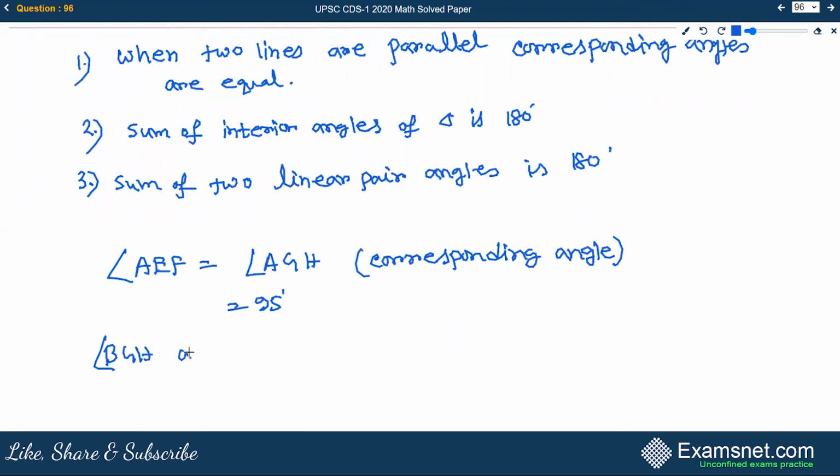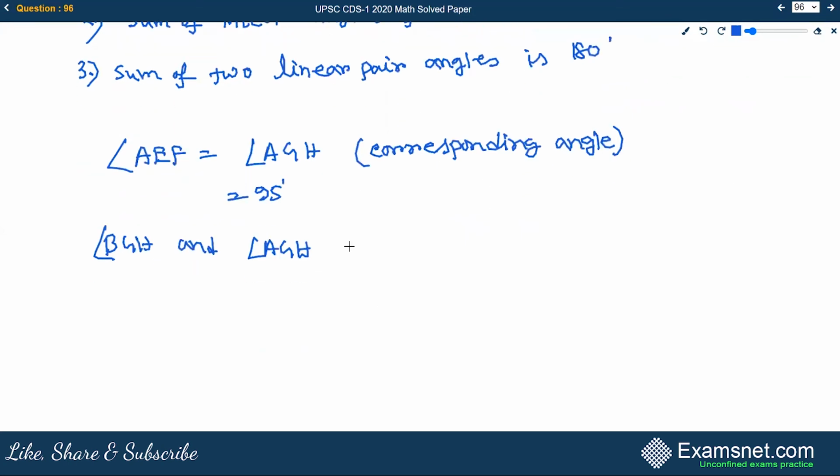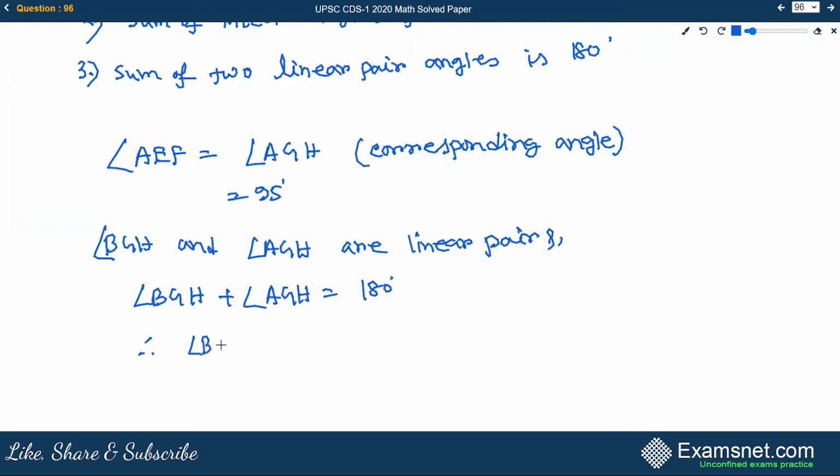BGH and AGH, these two are a linear pair. Okay, linear pair means the sum of these two angles is 180 degrees. Therefore, we can write BGH is 180 degrees minus 95 degrees, that is 85 degrees. Okay.